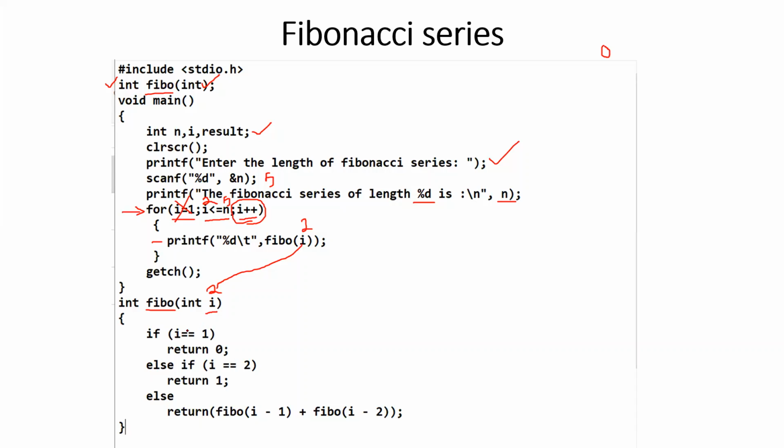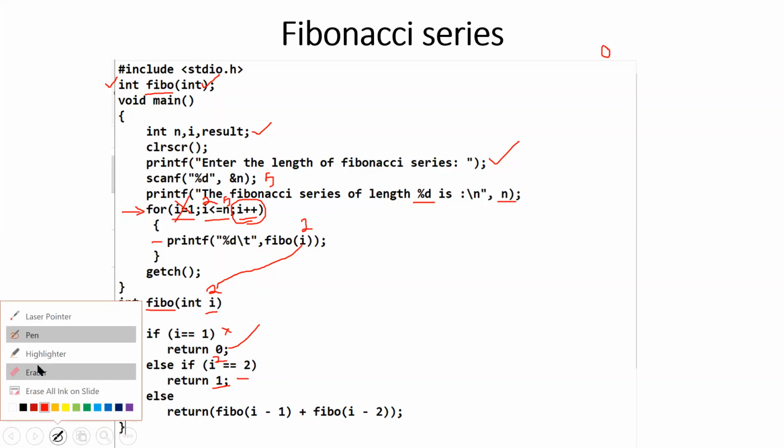So now it will be checking whether I is equal to 1. No, it is not equal to 1. Then it will move to the else if part. Else if part, whether I is equal to 2. Yes, it is equal to 2. Then what will it do? It will return 1. Last iteration it was returning 0. Now it is returning 1.